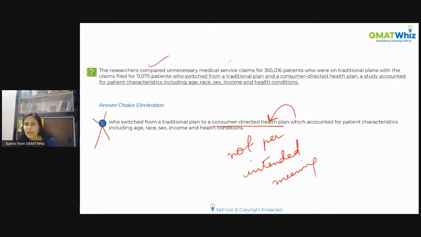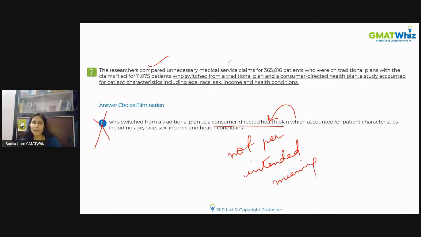So is that clear, guys? Why E is not the answer? A lot of you marked E. I hope you can see why it is not the answer. E is grammatically correct. Nothing wrong there. But it is not per the intended meaning. In the intended meaning, it was the comparison made by the researchers which was taking into account the age, etc. of the patients. Okay? It was not the consumer-directed health plan.